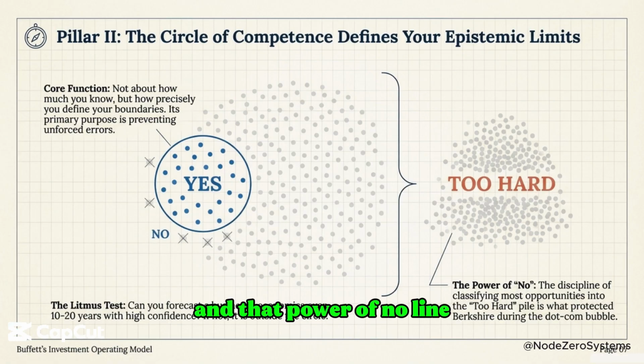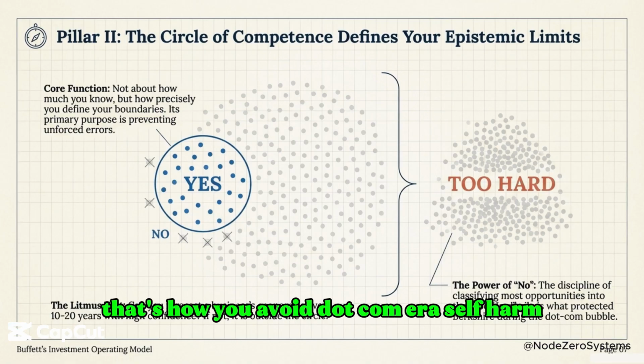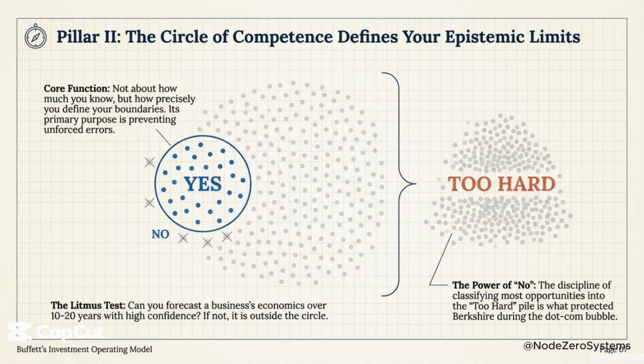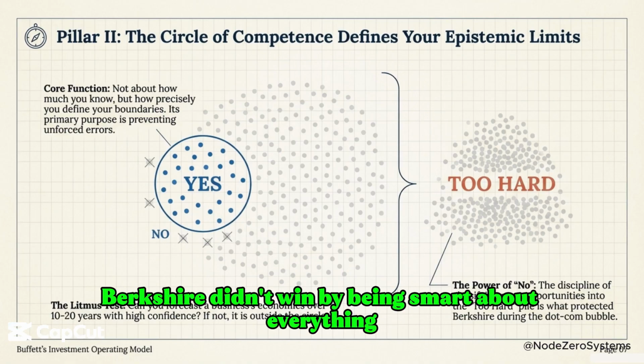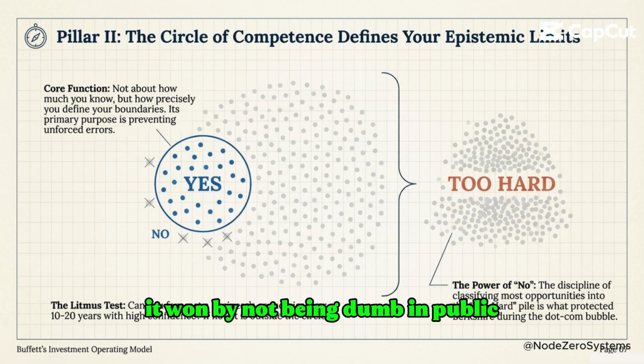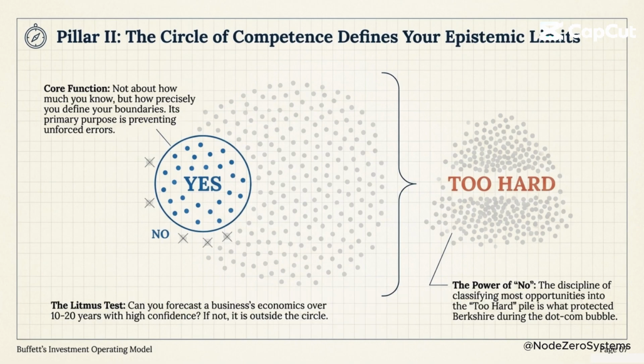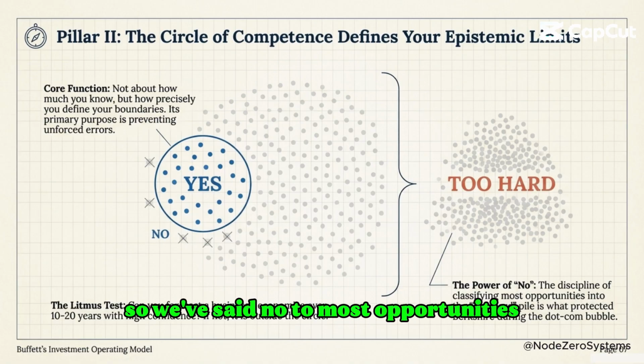And that power of no line, that's how you avoid .com era self-harm. Berkshire didn't win by being smart about everything. It won by not being dumb in public. So we've said no to most opportunities.